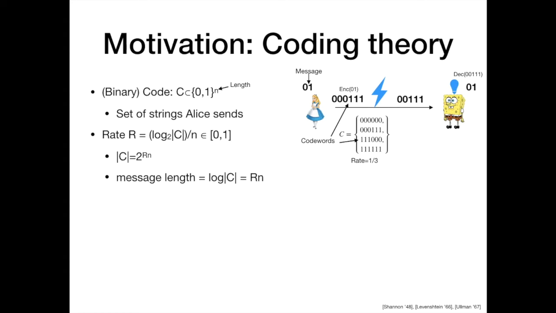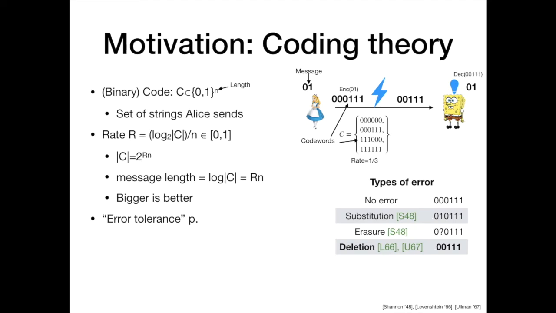So with this definition, it's easy to see that larger rate is better, because larger rate corresponds to a longer message, so you're blowing up the message less. To encode it, you need less redundancy or overhead. Okay, so if all we want is codes of large rate, then we just take C to be the set of all binary strings, so obviously we want something else, and that something else is error tolerance.